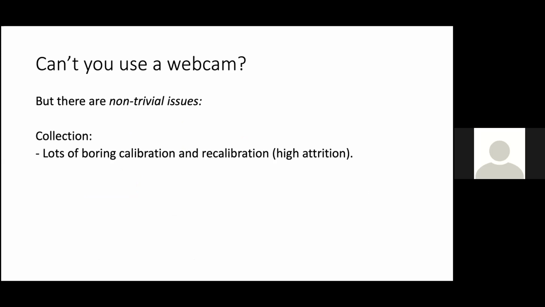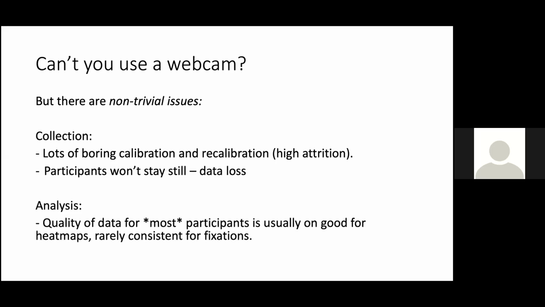There's lots of boring calibration and recalibration, which I found can lead to high attrition from your standard online recruitment platforms. Participants tend to not stay still, so even those that don't leave the study, you lose a proportion of data from them. And when you get to analyze the data, for most participants, so 80 to 90%, the quality is usually only good enough to render heat maps and area of interest analyses, rather than consistently extract fixation points or time-based information within the trial.